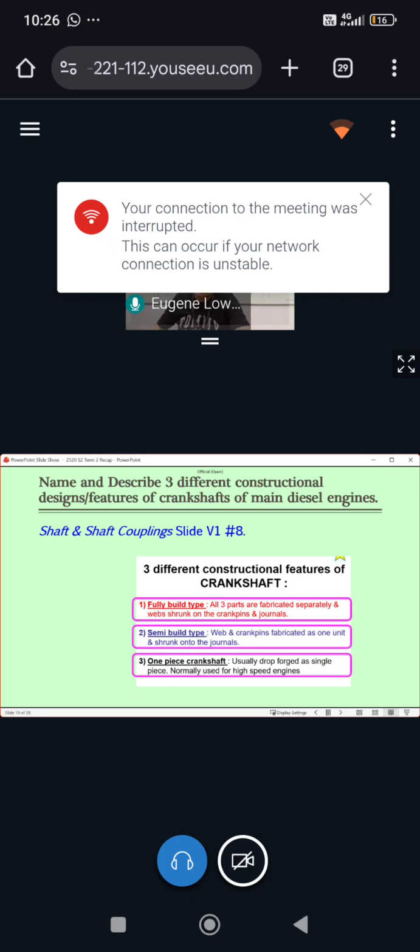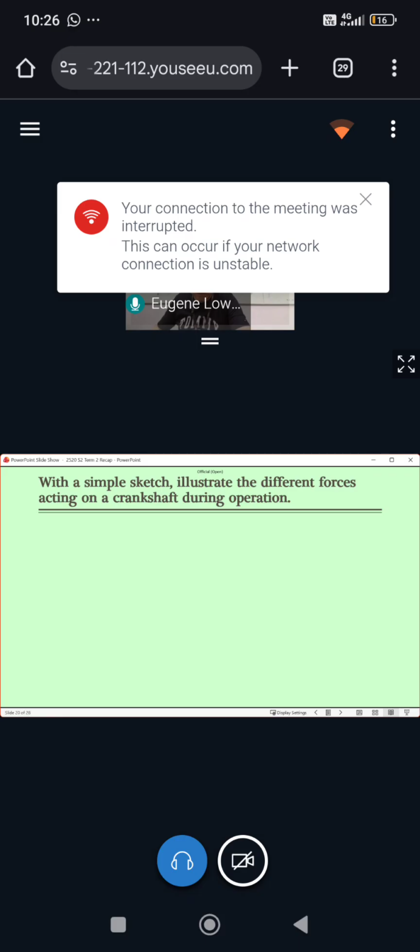All right. Okay, next, with a simple sketch. A simple sketch you'll be able to do in like 2-3 minutes, right? Illustrate the different forces acting on the crankshaft during operation. So it involves sketching and labeling, right? So remember this.